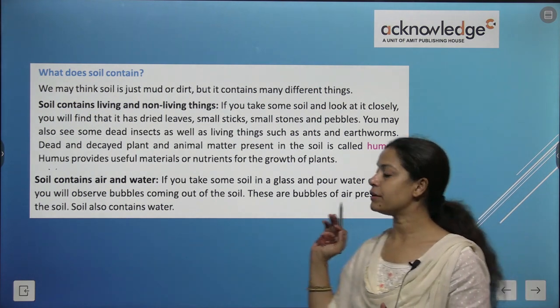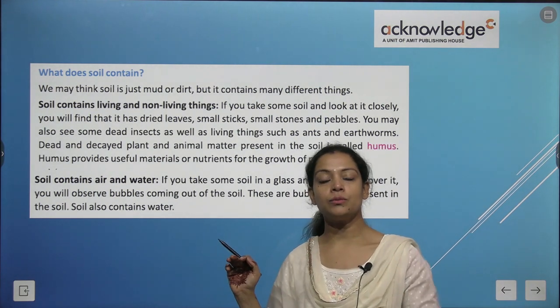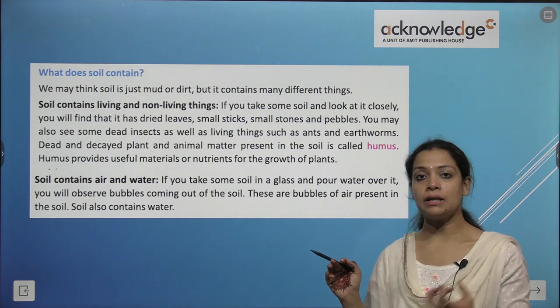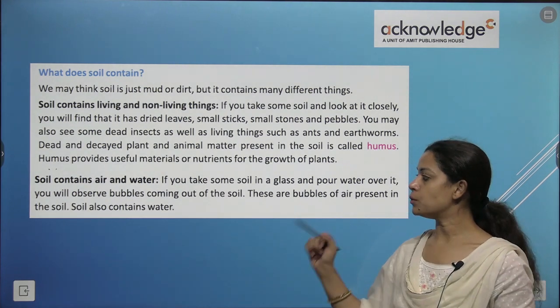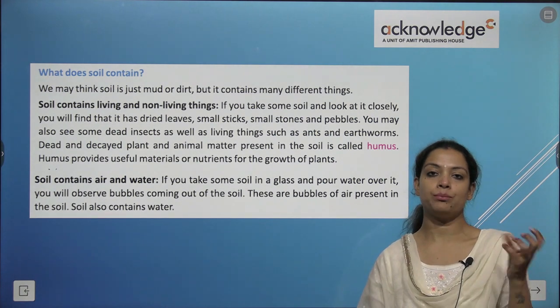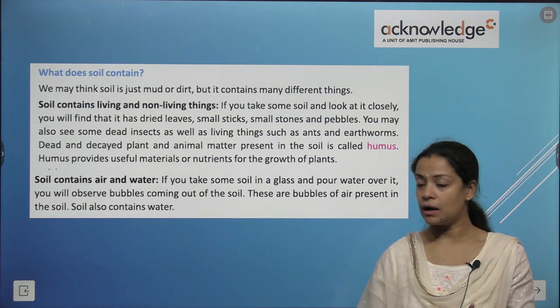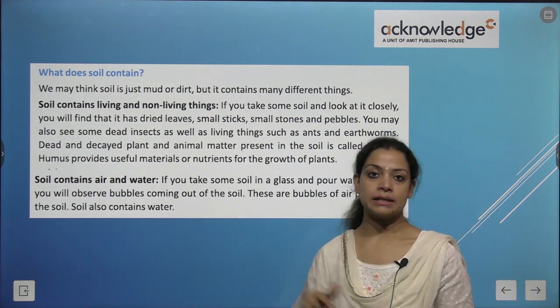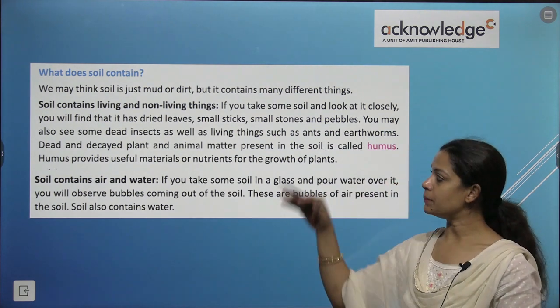These are bubbles of air present in the soil. So अगर कोई पूछता है how will you prove that that soil has air in it? So if you pour some soil in a glass and pour water, bubbles will start coming out. That proves that soil has air in it and it also contains water. Correct? तो soil में क्या क्या हो गया?